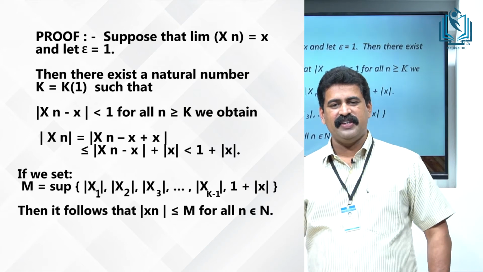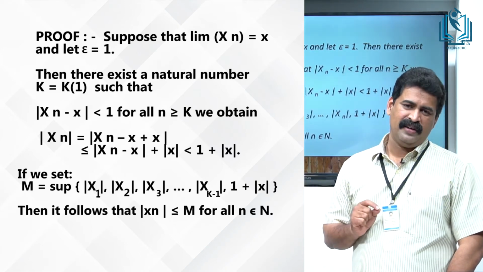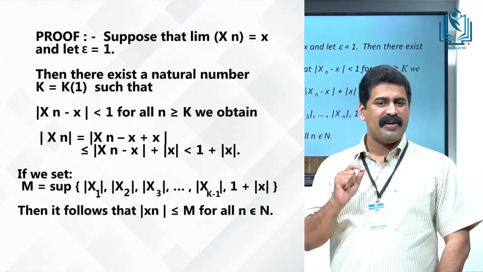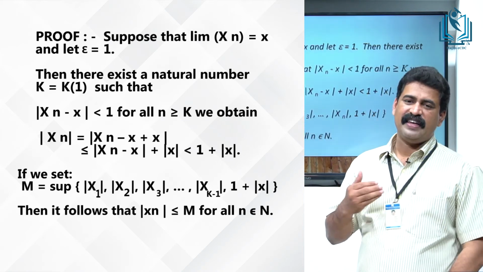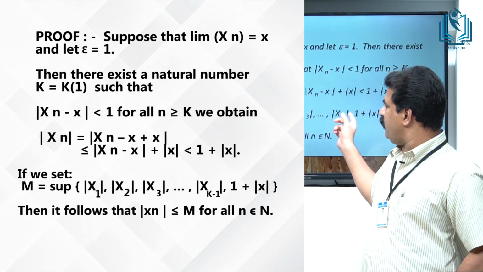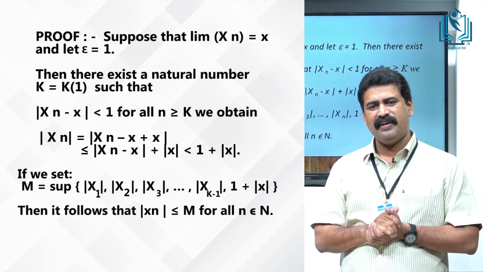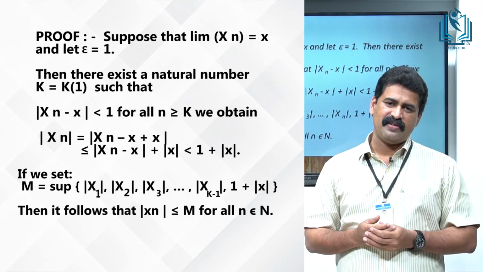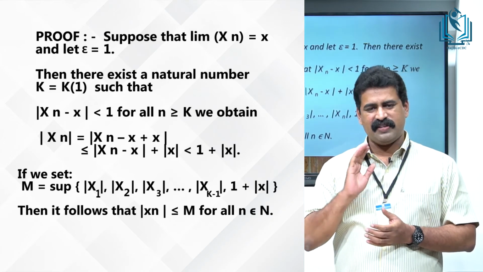Next we set capital M equals supremum of the set modulus x1, modulus x2, etc., modulus xk minus 1, and 1 plus modulus x. After setting this, we can say that every element in this collection is less than or equals capital M. That means modulus x1 is less than or equals capital M, modulus x2 is less than or equals capital M, etc. Modulus xk minus 1 is less than or equals capital M.